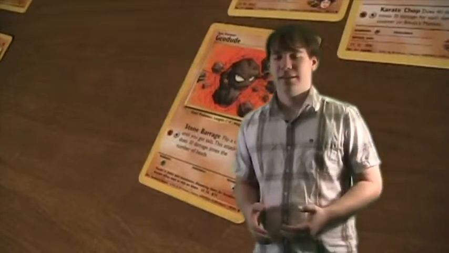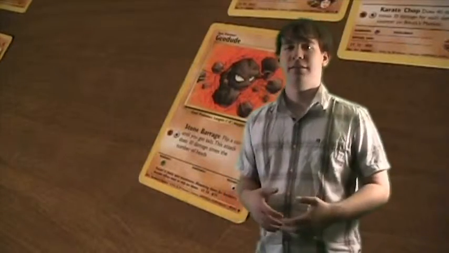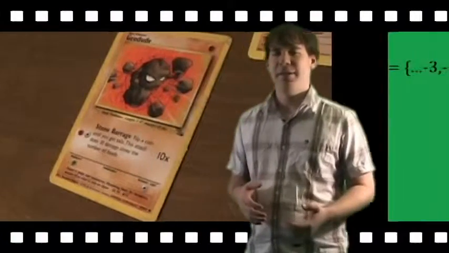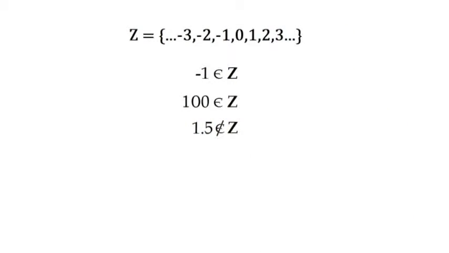In mathematics, sets usually contain elements that are numbers. A special type of set would be Z, which is the collection of all integers in existence. Z is also special because it's an infinite set. That is, it contains an infinite amount of elements.